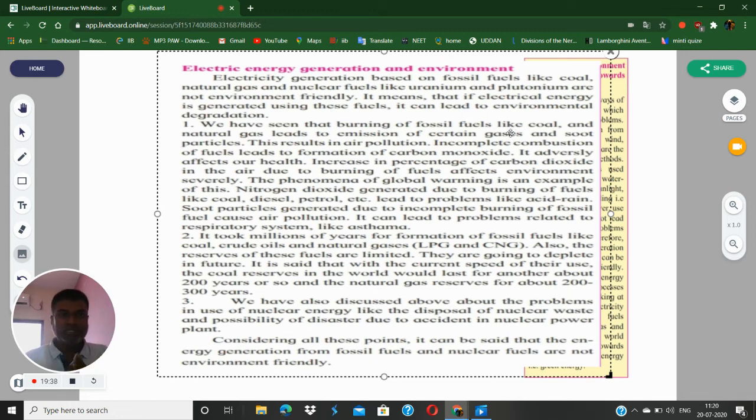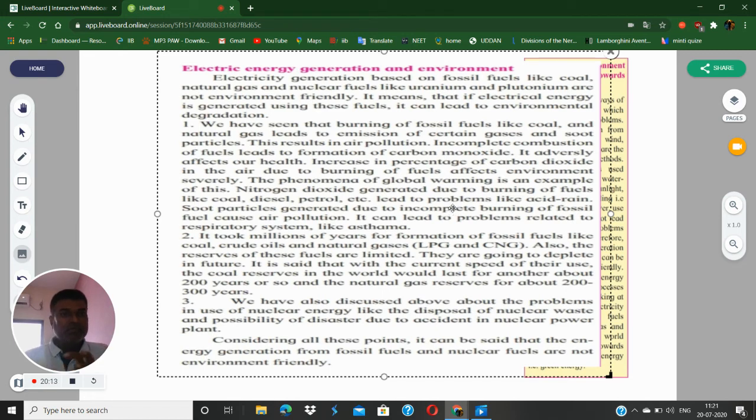Actually, we have seen that burning of fossil fuels like coal and natural gas leads to emissions of certain gases and soot particles. This results in air pollution. Incomplete combustion of this fuel leads to the formation of carbon monoxide and adversely affects the environment. Yes, it disturbs the environment, as do nitrogen gases and sulfur gases, and disturbs the climate. It is a cause of pollution.